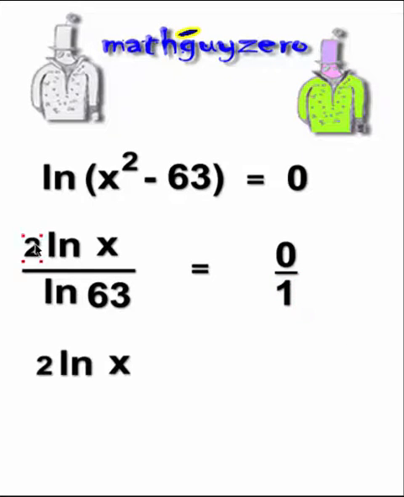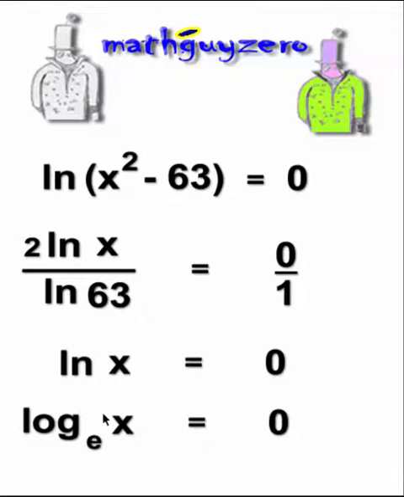We can cross multiply. 1 times 2 times the natural log of x is just 2 times the natural log of x. Natural log of 63 times 0, just 0. Bam. Divide both sides by 2. We get the natural log of x still equals 0, right? 0 divided by 2 is still 0.